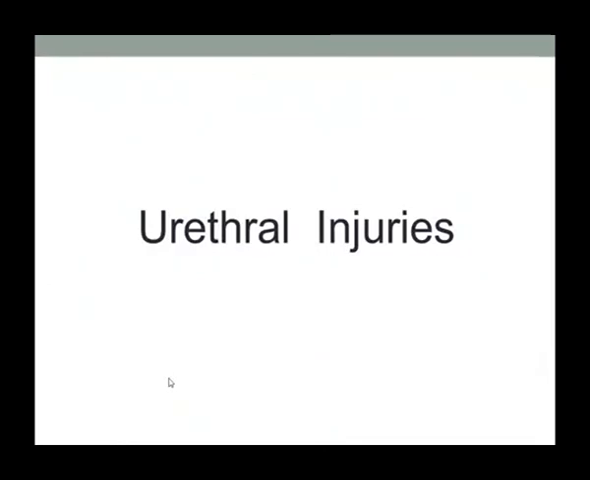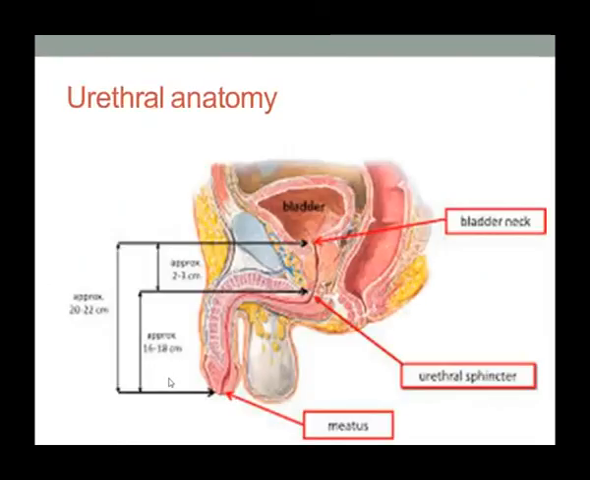A bit about the urethral injuries. You can see here the male urethra, starting from the bladder neck. This is the prostatic urethra, around 3 to 4 centimeters in size. This is the bulbar urethra, which is 1 centimeter in size. The remaining part of the urethra is called the penile or pendulous urethra. This is around 16 centimeters, and this is 1 centimeter. This makes around 22 centimeters total length of the urethra.